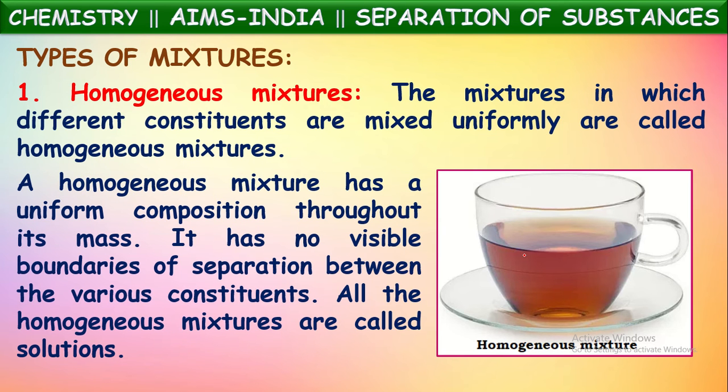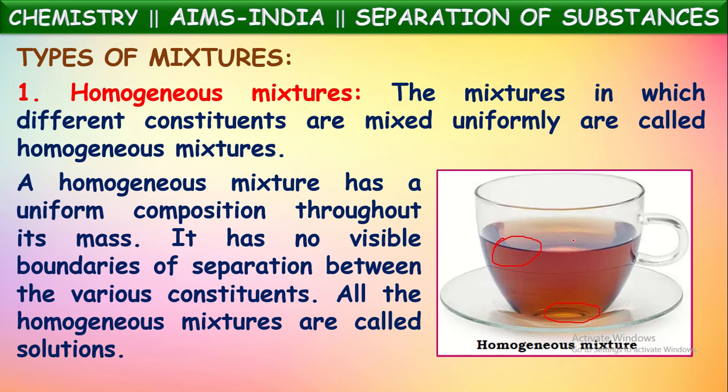A homogeneous mixture has a uniform composition throughout its mass. Yes, if you see the composition of the decoction, water and sugar at the bottom, however it is there, the same composition will be at the top also. So there will be uniform composition in the entire mass. Such kinds of mixtures are called homogeneous mixtures.